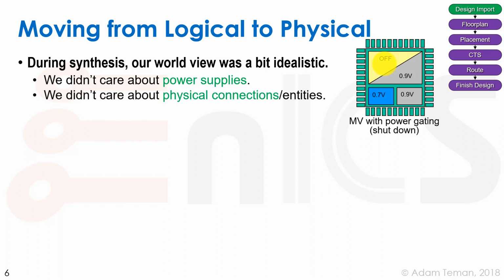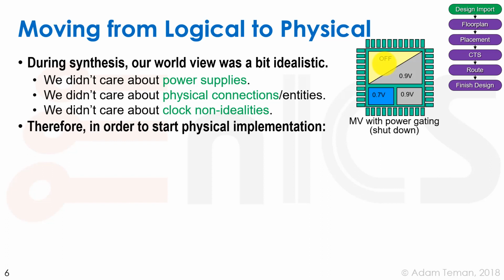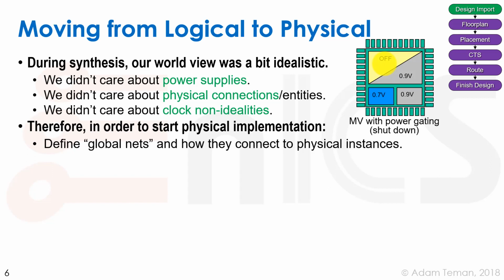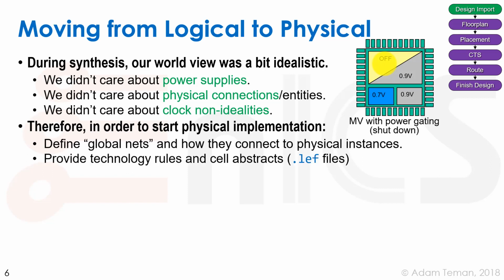We didn't care about physical connections or entities. We didn't care about clock non-idealities. We always put that delta skew as 0 and that delta jitter and so forth as 0, right? Therefore, in order to start physical implementation, what we have to do is we have to define our global nets, that say what VDD is, how it actually connects to each one of the cells and so forth. Each one of these parts we'll discuss later on.